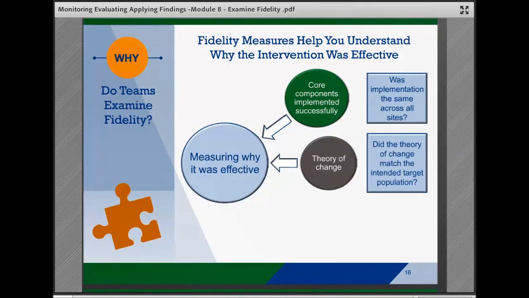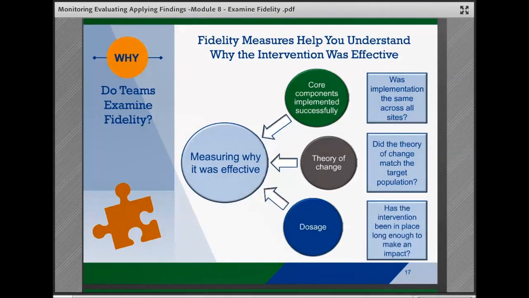How well the intervention and theory of change matched the intended target population, and whether the intervention was given enough time and that it was delivered in the right amount or dosage to make an impact. If outcomes are not achieved, fidelity assessments can shed light on whether it was due to the intervention not being implemented as intended, for example, not following the program model or insufficient dosage, or other reasons, for example, a poor theory of change or a change in the needs of the target population.